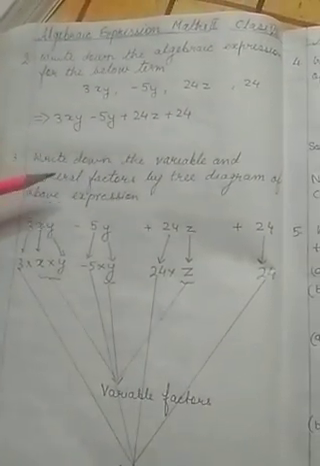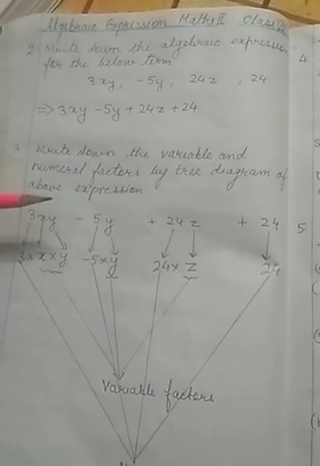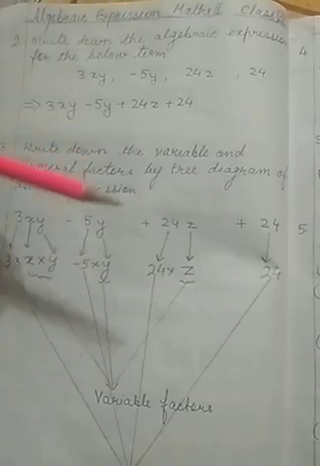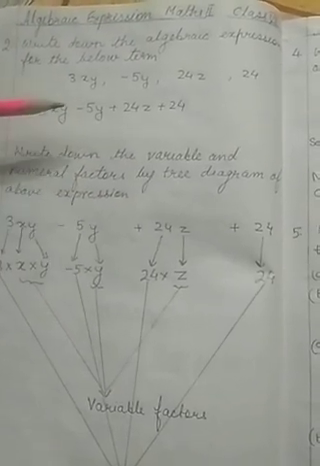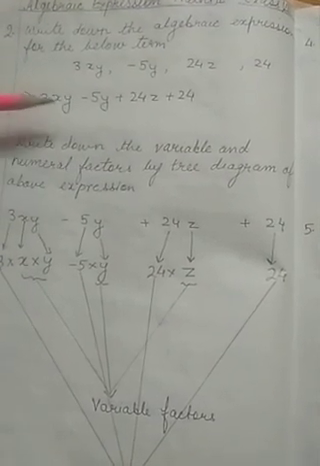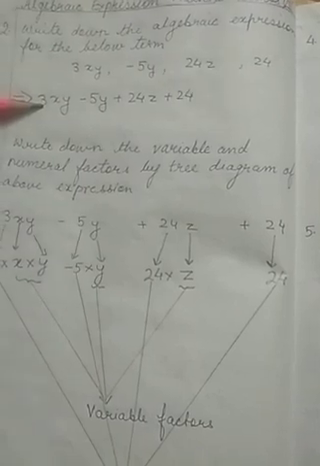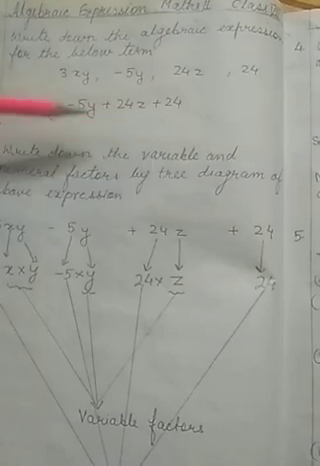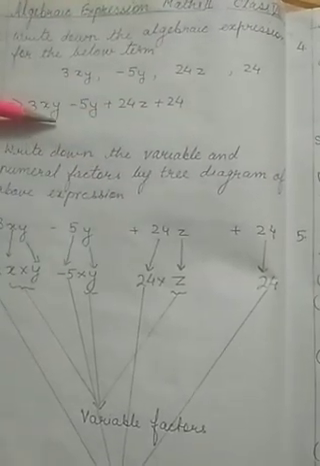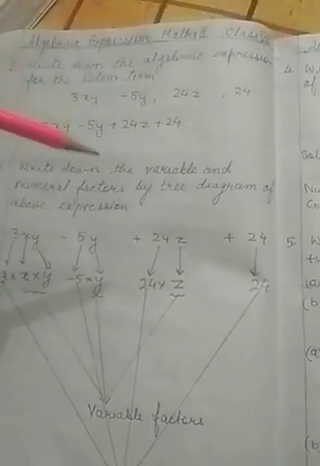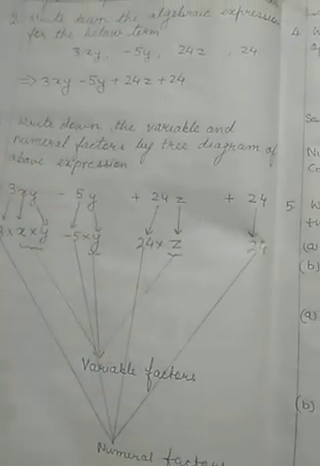Write down the variable and numeral factors by tree diagram of the above expression. Of this above expression, you have to make a tree diagram first, and you have to mention what are the numeral factors and what are the variable factors. Here the numeral factors will be 3, minus 5, 24, 24. They are the numeral constant factors. Here variable factors x, y, z. Clear? They are the variable factors. Clear? With this tree I just made it.